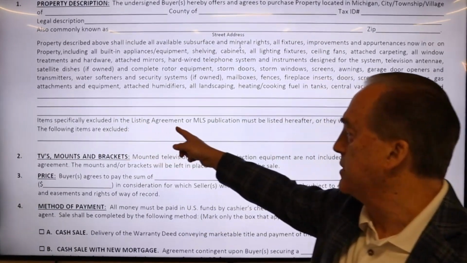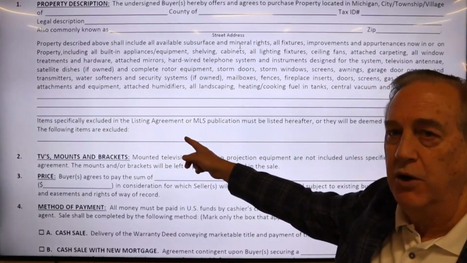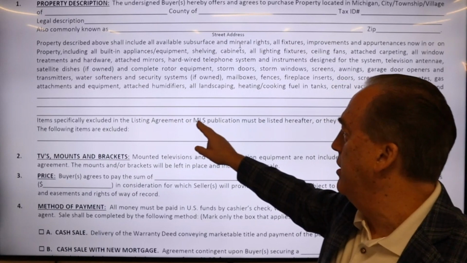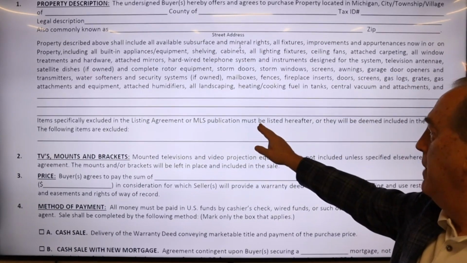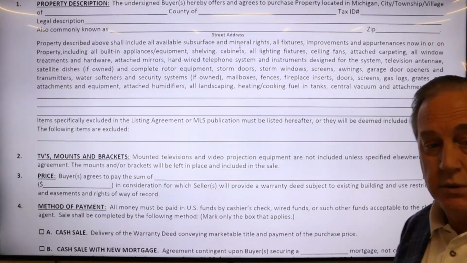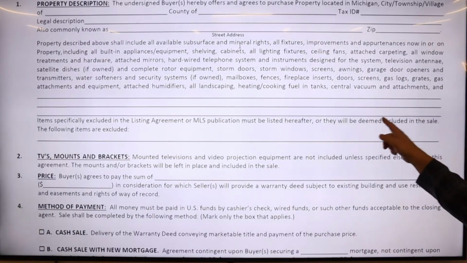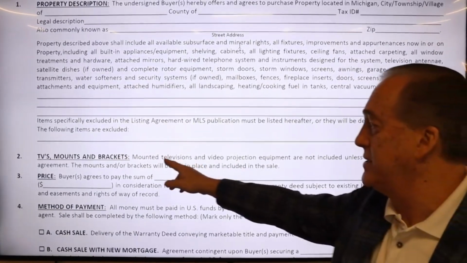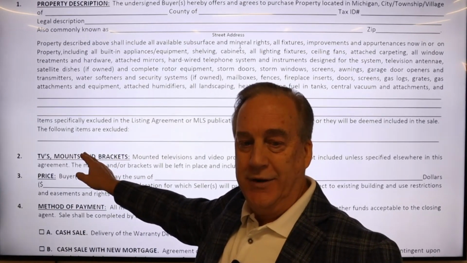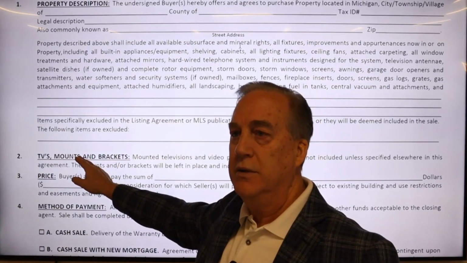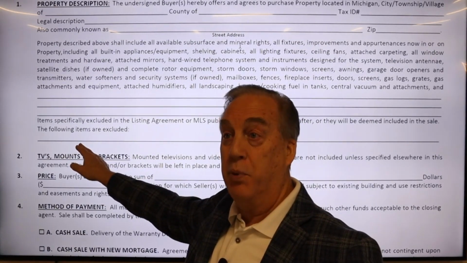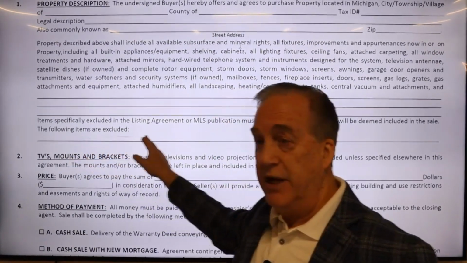Items specifically excluded. This is a big note for yourselves now. Items specifically excluded in the listing agreement or in the MLS publication must be listed hereafter, or they will be deemed included in the sale. It's included unless it is excluded. Anything that we want to make sure is being taken that would otherwise be deemed real property, part of the home, needs to be excluded.